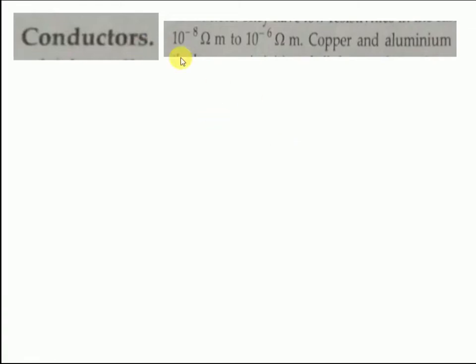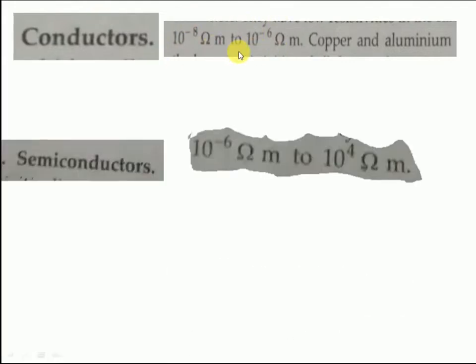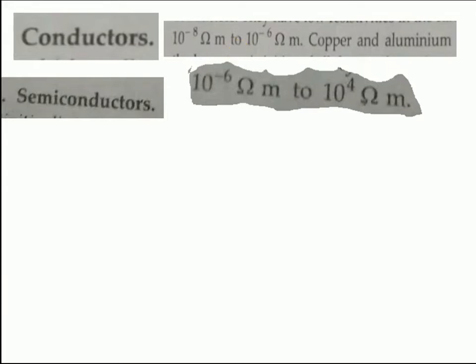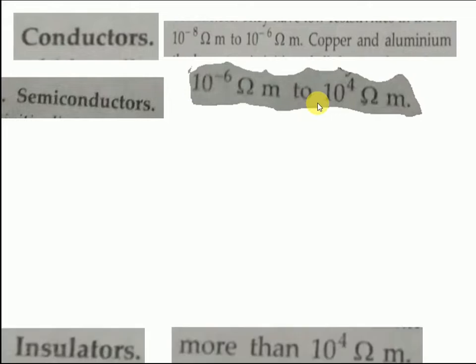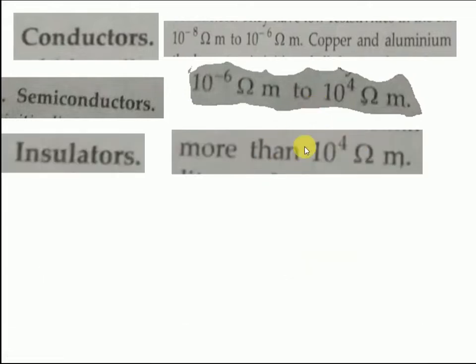So this is the conductor and this is the range of resistivity. The resistivity of a conductor will go from 10 to the power minus 8 to 10 to the power minus 6. So basically we are talking about the metals. And semiconductors like silicon and gallium have a resistivity range of 10 to the power minus 6 to 10 to the power 4, and insulators have more than 10 to the power 4.